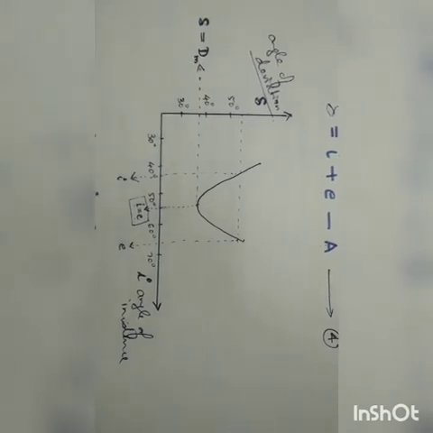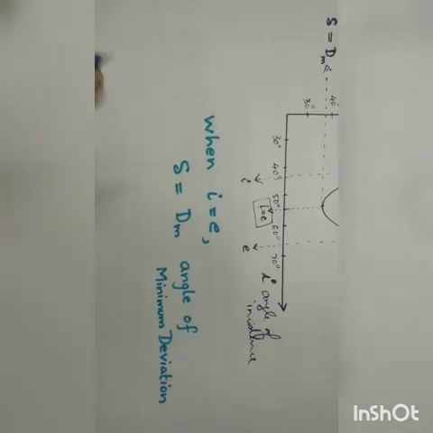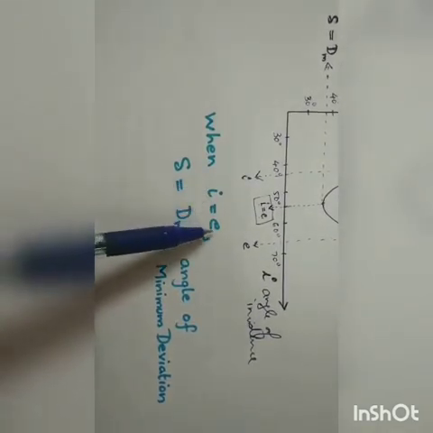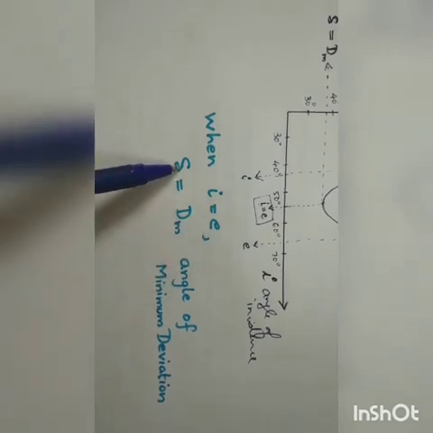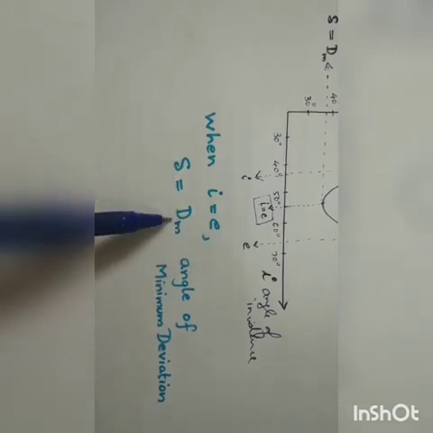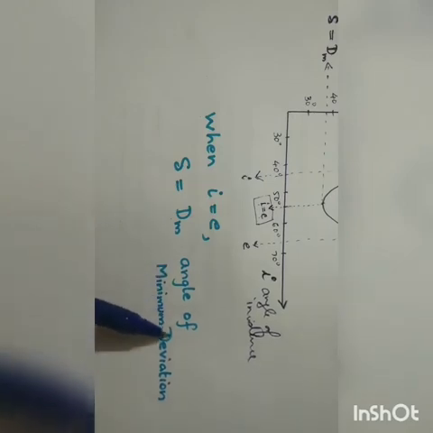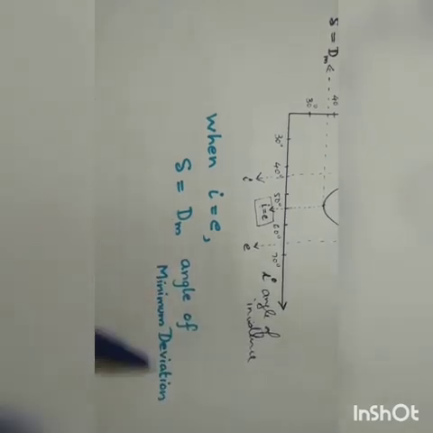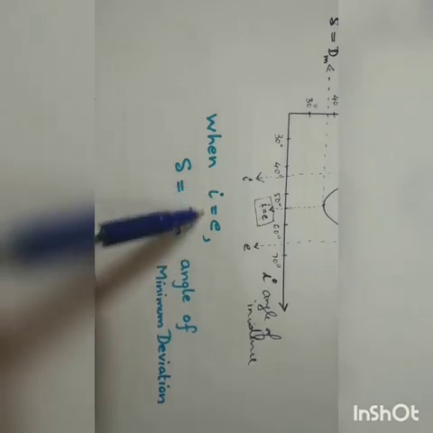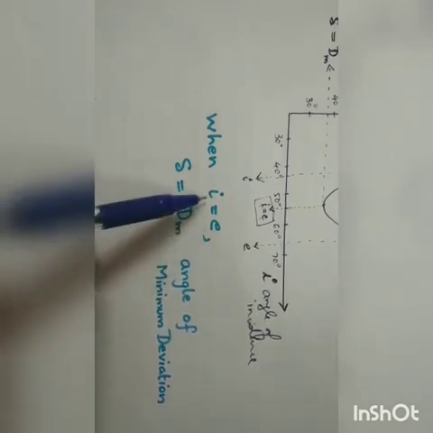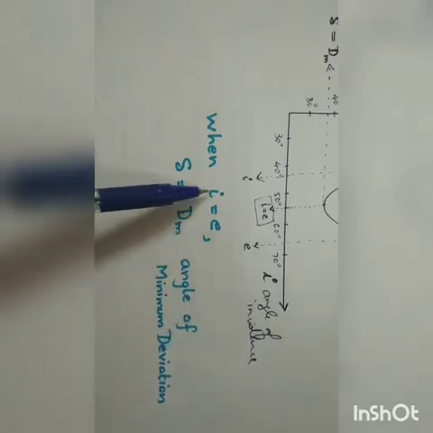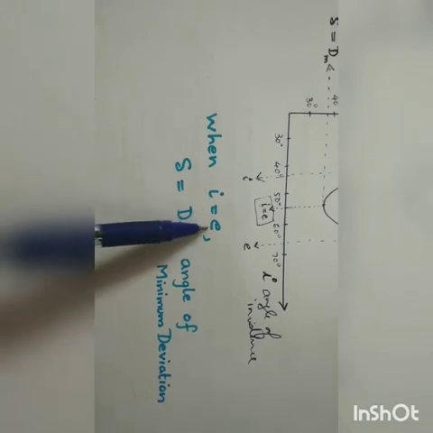Okay. So from this graph, what did we understand? When I is equal to E, angle of incidence equals angle of emergence, deviation becomes capital D, called angle of minimum deviation. So what is the condition for angle of minimum deviation? Angle of incidence equals angle of emergence. I equals E. Condition for minimum deviation is I equals E. Angle of incidence equals angle of emergence.